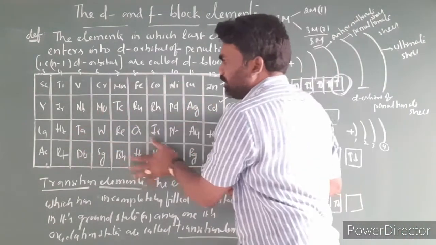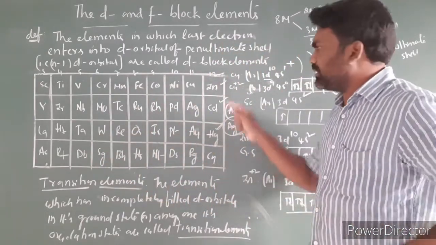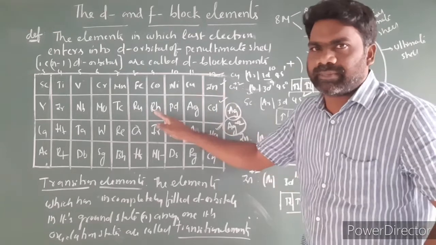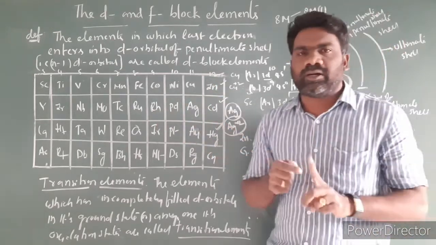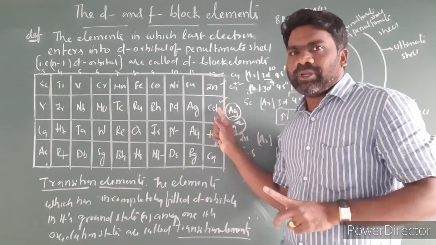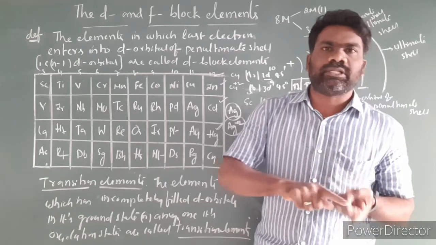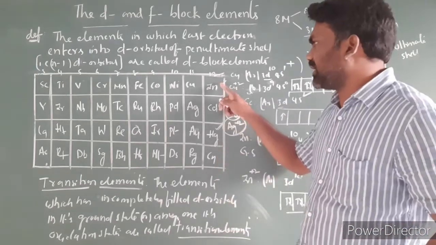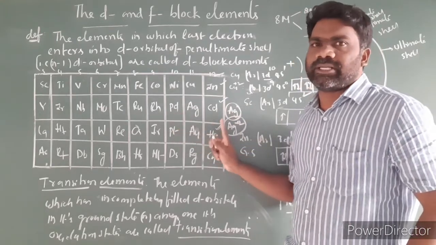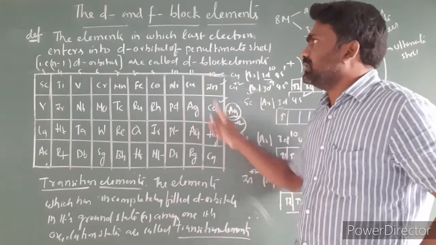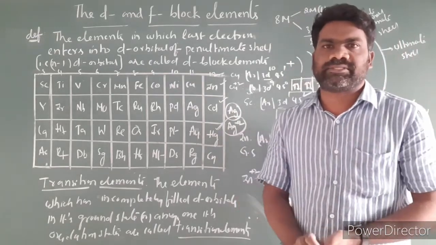All these transition elements belong to the d block only, but all d block elements are not transition elements. Zinc, cadmium, mercury are d block elements, but not transition elements. What is the statement? All d block elements are not transition elements, but all transition elements are d block elements. Example: zinc, cadmium, mercury are d block elements, but not transition elements. So this is the introduction to the d block elements.